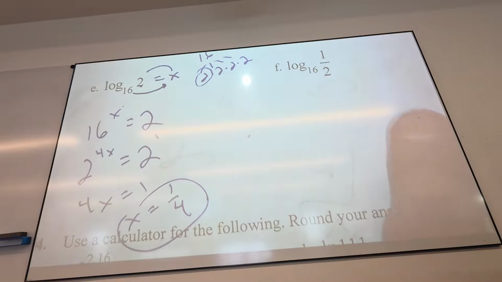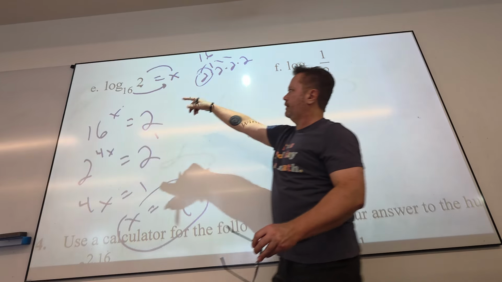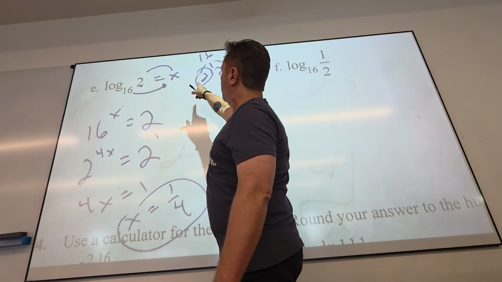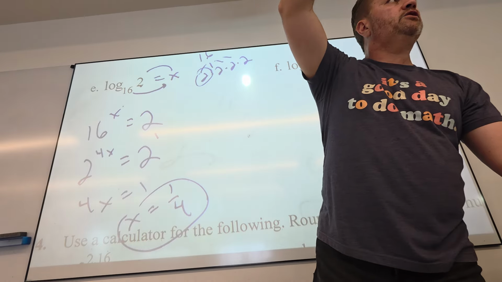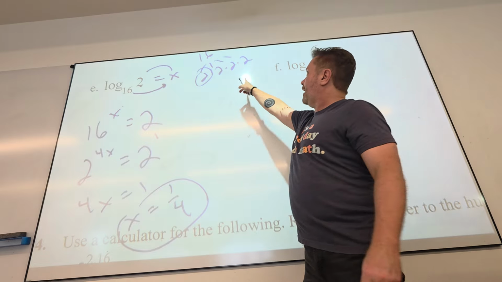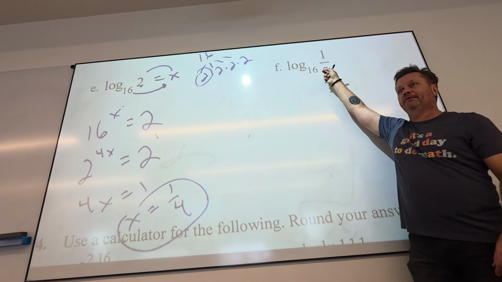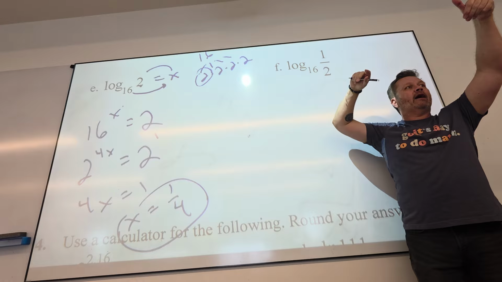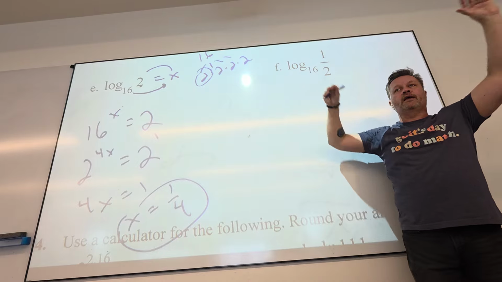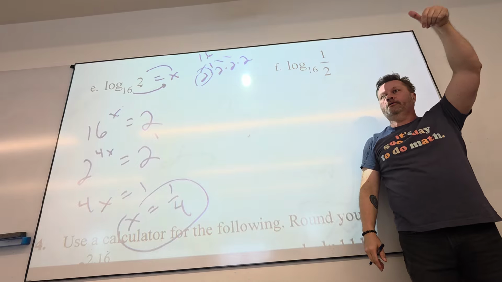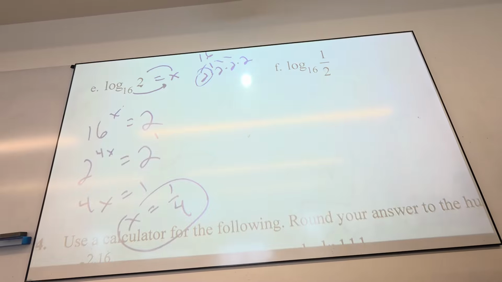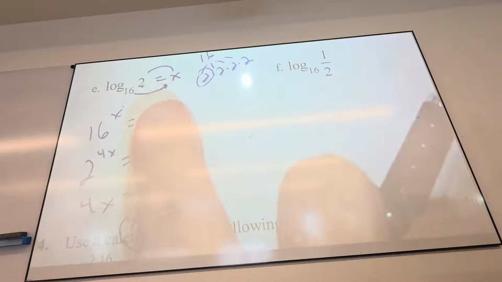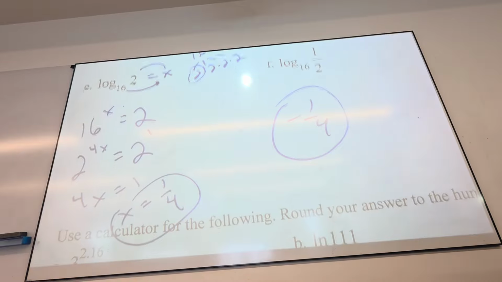Now, I talked to one group about part F. What do I do to 16 to make it become 2? I raise it to the 1/4 power, yes? You with me? If I raise 16 to the 1/4 power, it becomes 2. This asks me to go one more step. Now make it become 1/2. And the answer is right in front of your face. How do I make anything flip? Negative power, yes? So 16 to the positive 1/4 is 2. Therefore, 16 to the negative 1/4 is 1/2.